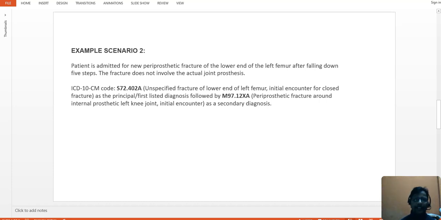And also we need to check whether it is a bone fracture or a periprosthetic fracture.